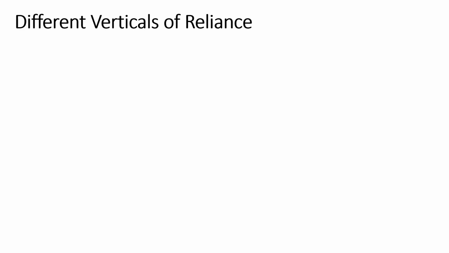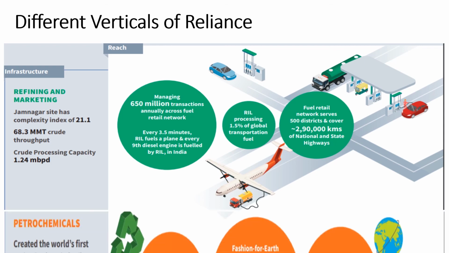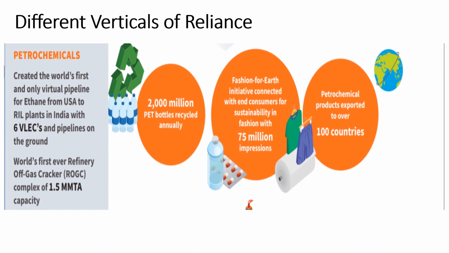Different verticals of Reliance. Refining and marketing: Jamnagar site has complexity index of 21.1, 68.3 MMT crude throughput, crude processing capacity of 1.24 MBPD. Petrochemicals: created the world's first and only virtual pipeline for ethane from USA to Reliance plant in India, with 6 very large ethane carriers and pipelines on the ground. World's first ever refinery off-gas crackers complex of 1.5 MMTA capacity.